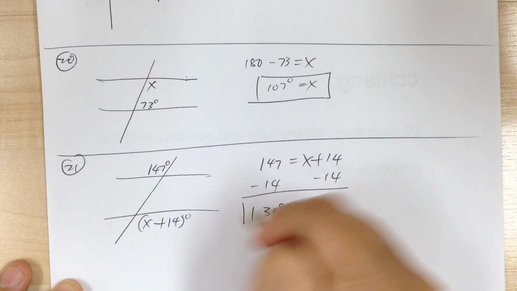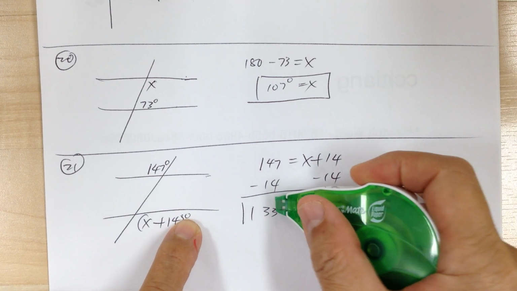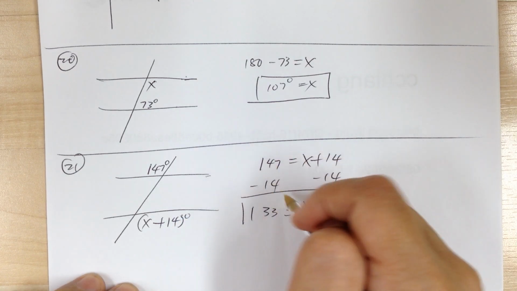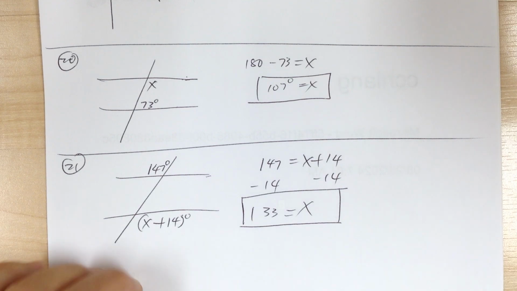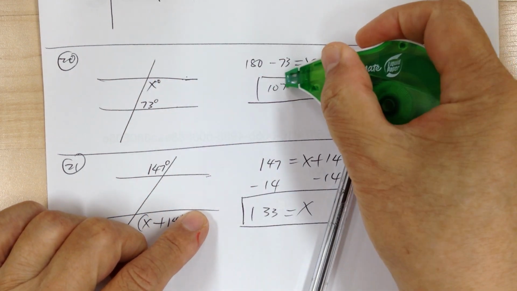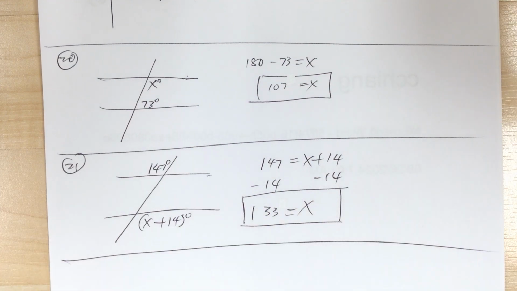133 degrees. Oh, actually, you don't need a degree because there's a degree over here already. So you don't need another degree over here. Same thing over here. This has a degree already, so you don't need a degree over here, because it's already been taken care of.